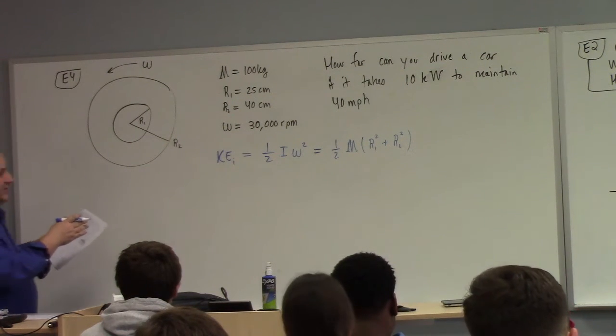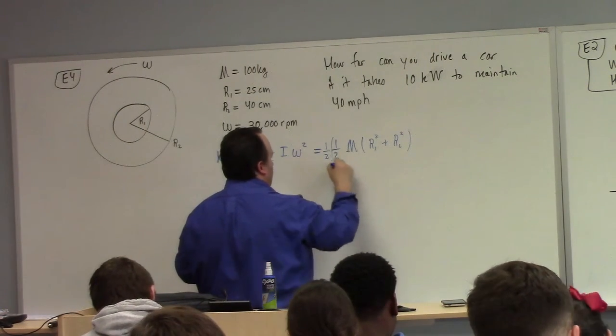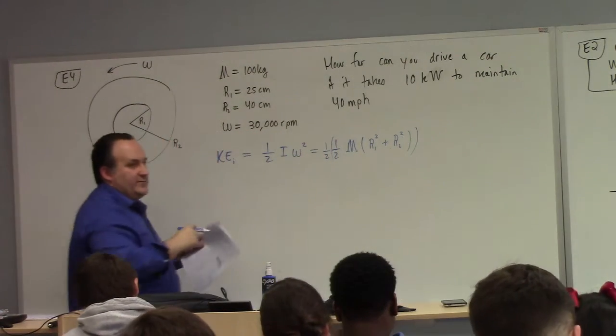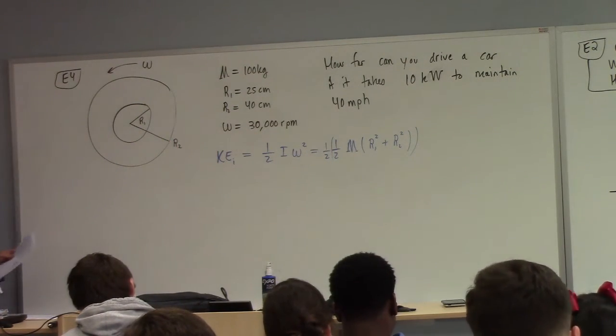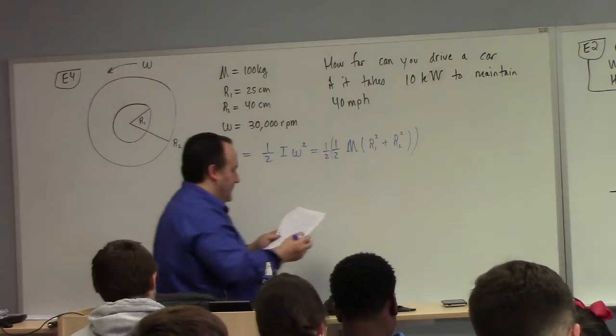Oh man, there's a quarter here. So half a half is a quarter. This is the formula for I. It's 1/2 the mass times the sum of the squares of the radii, if you've got a thick cylindrical shell, times omega squared.